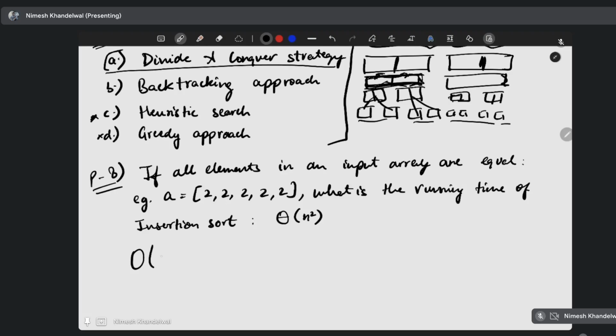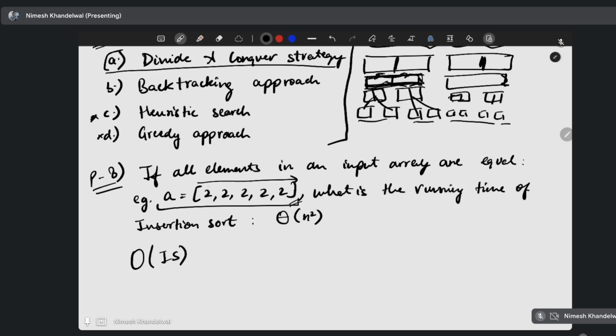of insertion sort when the array is already sorted, right? So basically an array with all entries equal is sorted, right? So how do we start the insertion sort? We basically check if the array is sorted. If the array is sorted, we basically stop there, right?